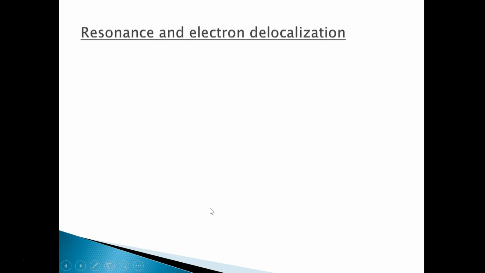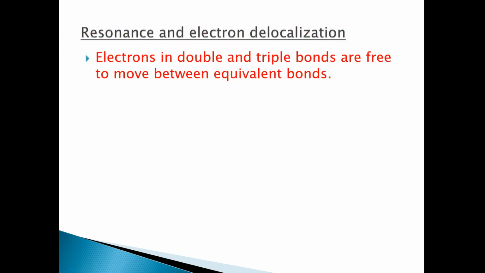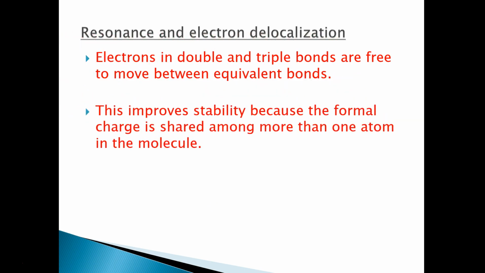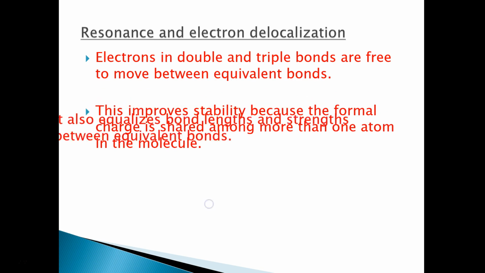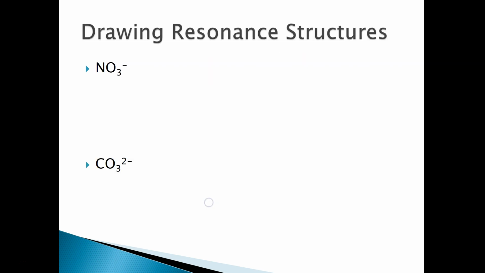All right, so resonance and electron delocalization. Electrons that are involved in double and triple bonds are actually free to move around between equivalent bonds. In other words, they are delocalized. This improves stability in the molecule because the formal charges on all the atoms are spread out and shared throughout the molecule. It also will equalize the bond lengths and strengths between equivalent bonds. And I'll show you what I mean by that in the next example.